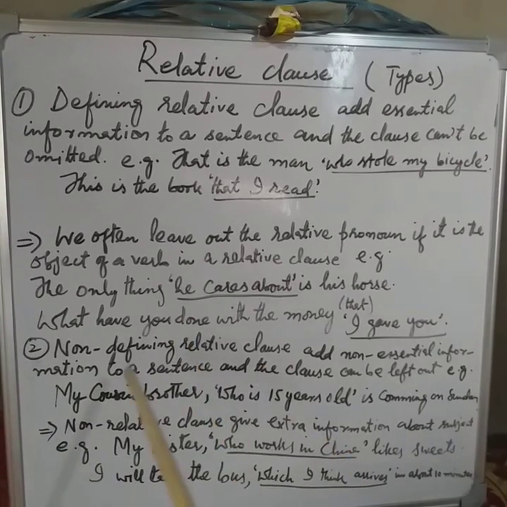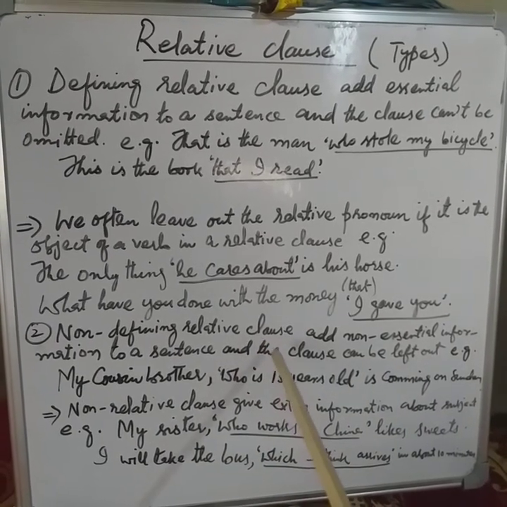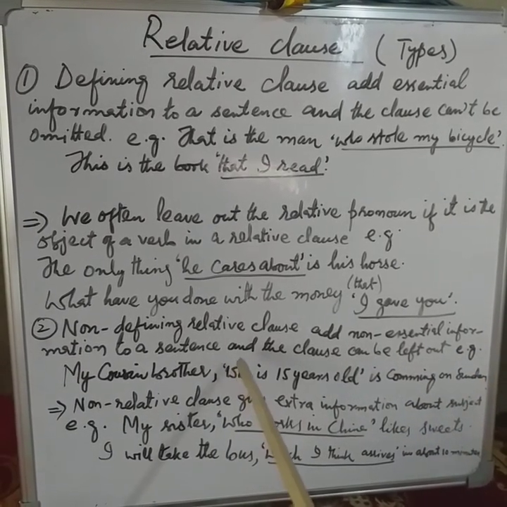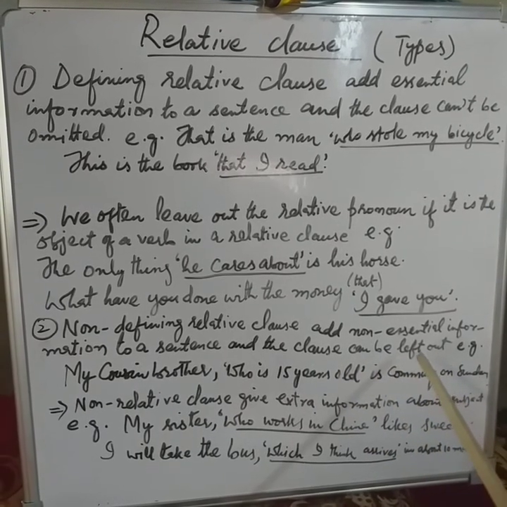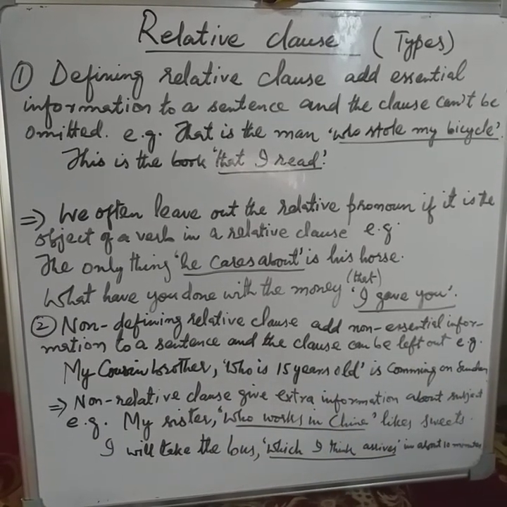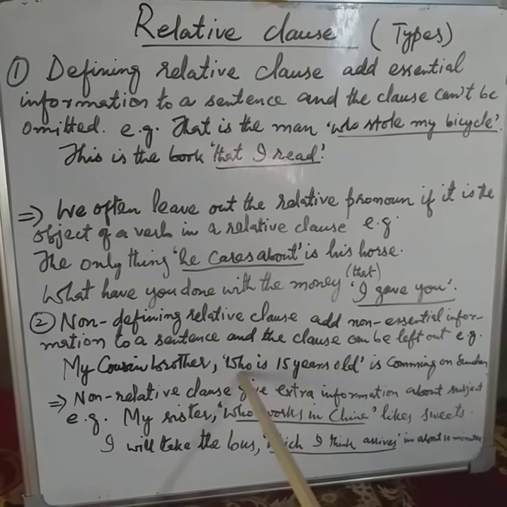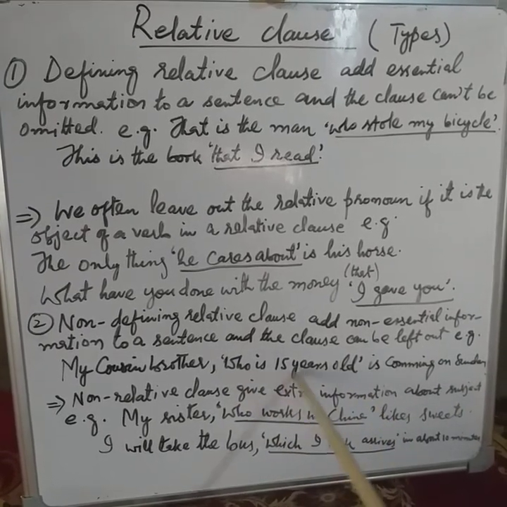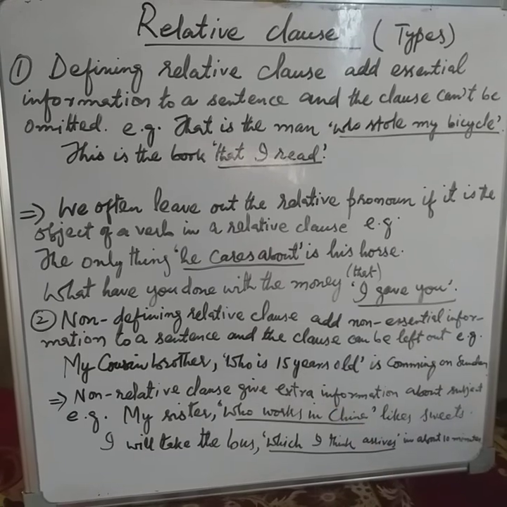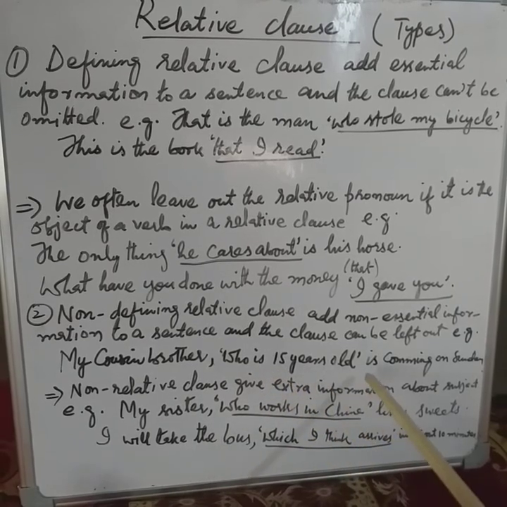Now let's move to the non-defining relative clause. Dear students, this non-defining relative clause adds non-essential information, which is not important to a sentence, and the clause can be left out. We can say the clause can be omitted. For example, my cousin brother who is 15 years old is coming on Sunday. Here who is 15 years old is a relative clause. If we take out this clause, the sentence will remain, my cousin brother is coming on Sunday. Still the sentence gives the meaning. So the meaning of the sentence does not change if we take out this relative clause.